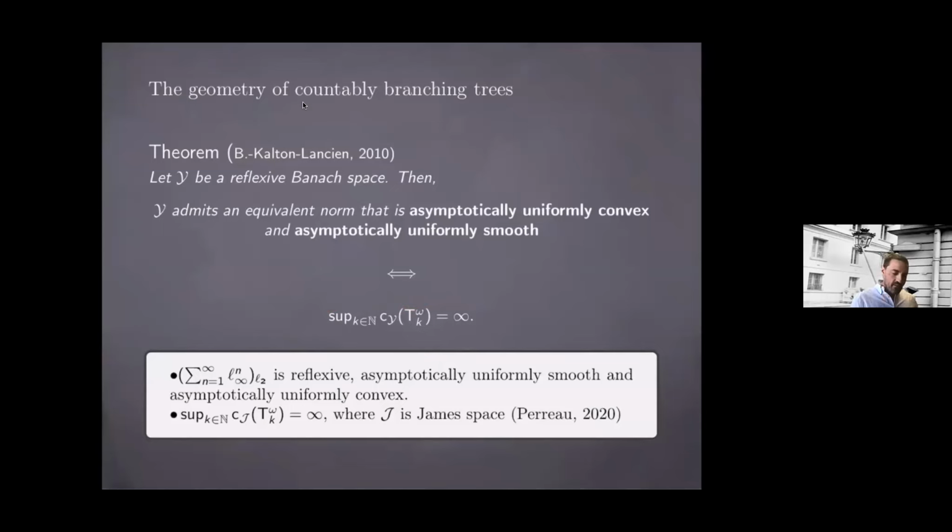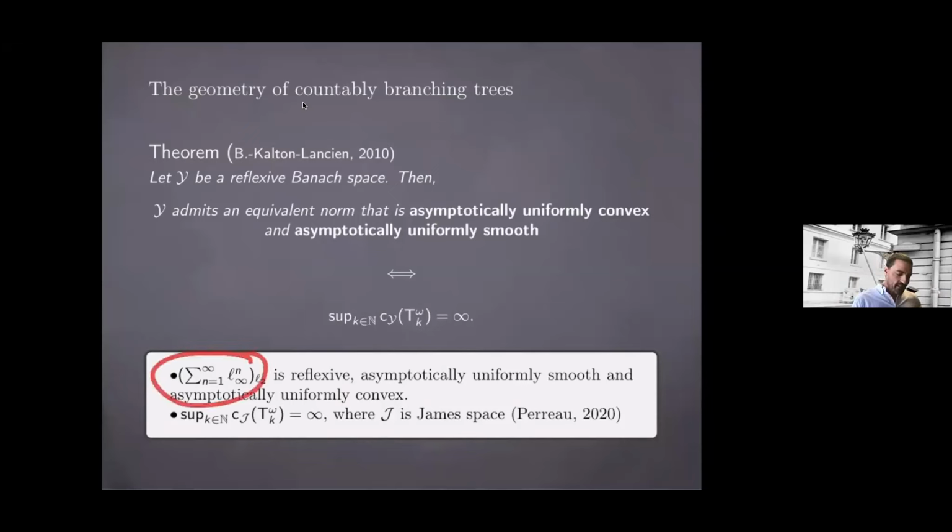So now we know in the asymptotic setting that asymptotic uniform smoothness or asymptotic uniform convexity alone are not sufficient to provide an obstruction, because every tree embeds into little l1, and every tree embeds into c0, like every separable metric space does. But l1 is the most asymptotically uniformly convex space, and c0 is the most asymptotically uniformly smooth. So alone, these two notions are not sufficient to provide an obstruction. But when you combine them, then you get an obstruction to the bi-Lipschitz embeddability of countable branching trees.